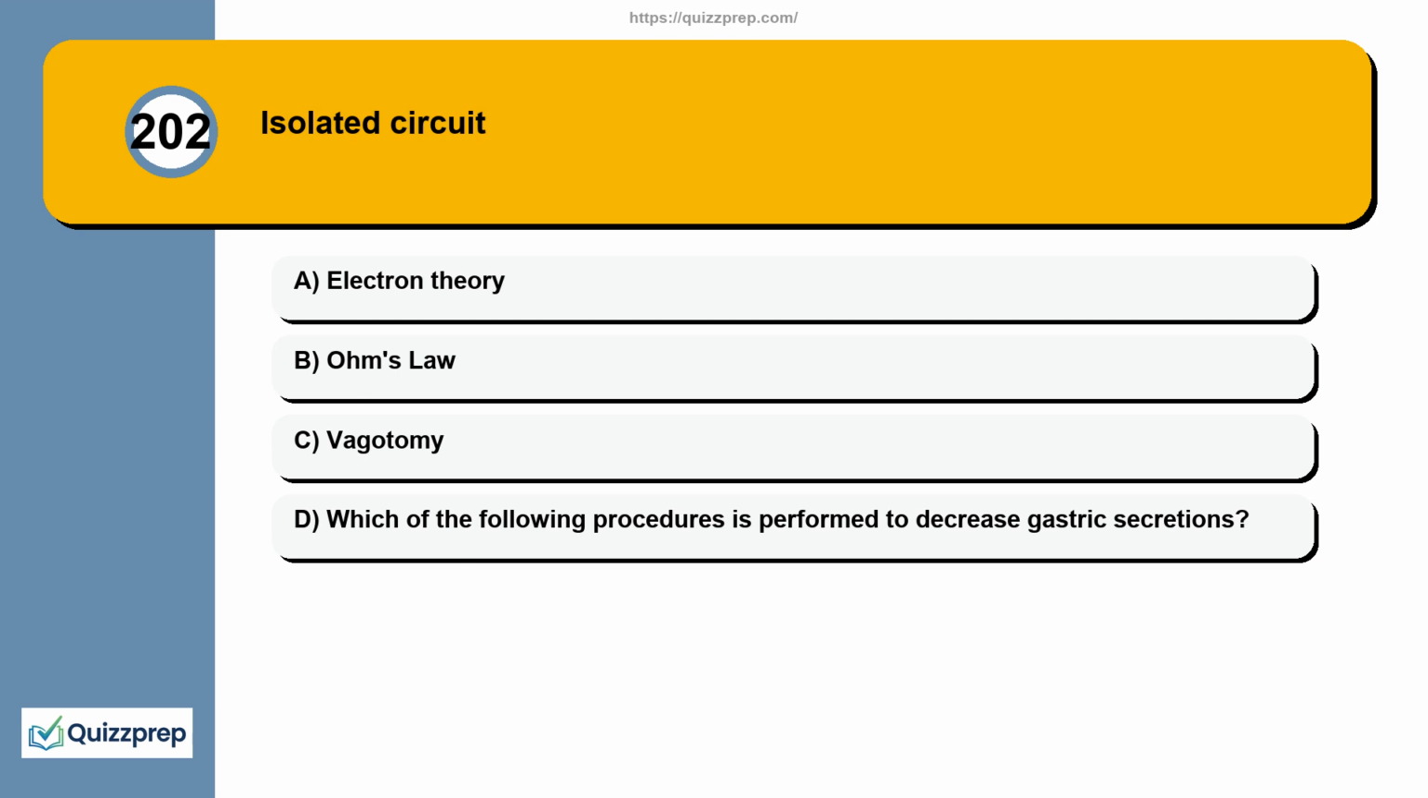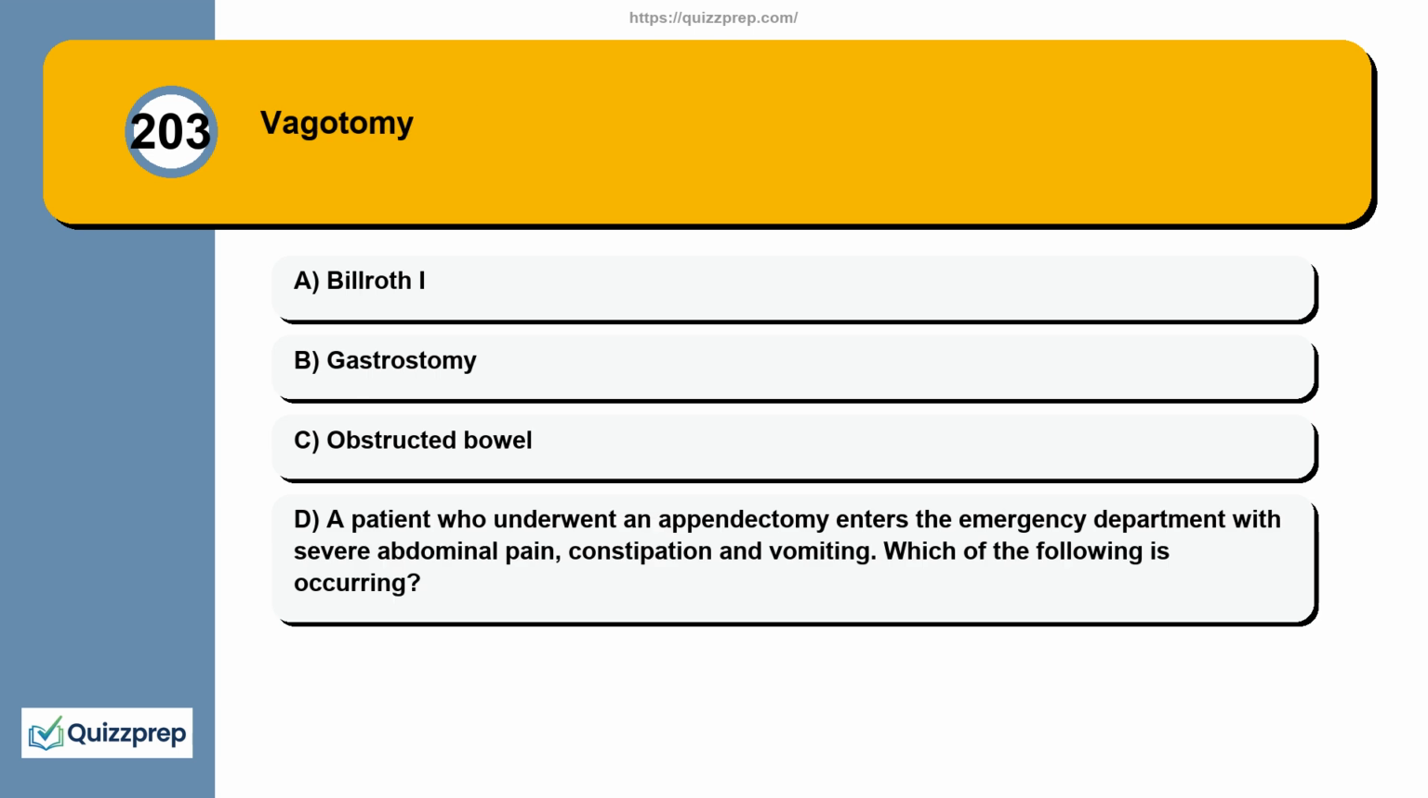The correct answer is option N/A. Question 203: Vagotomy, option A; Billroth I, option B; gastrostomy, option C; obstructed bowel, option D. A patient who underwent an appendectomy enters the emergency department with severe abdominal pain, constipation and vomiting. Which of the following is occurring?